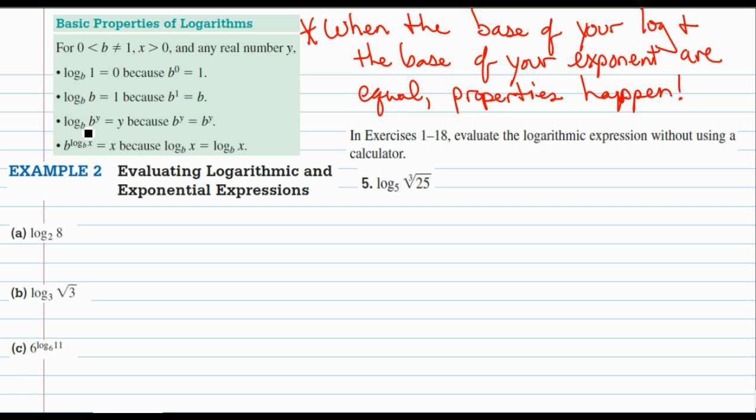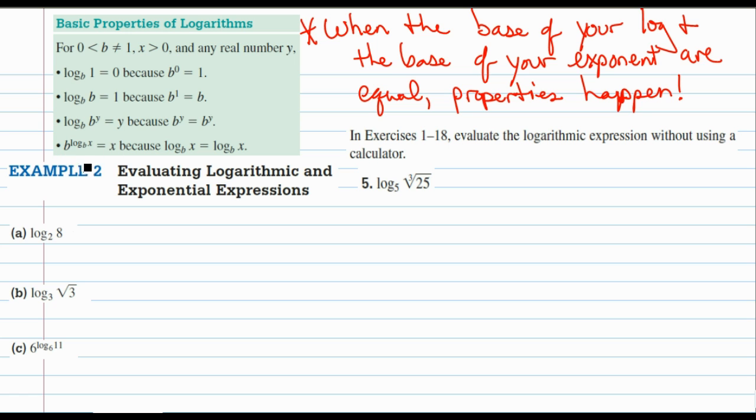So the base of the log is b, the base of your exponent is b, therefore you can just write y. The base of your log and the base of your exponent are equal. Look at that, there you go. Magical things happen, properties happen. This is actually saying what exponent of b gets you b to the exponent of y. Well, the answer is y.